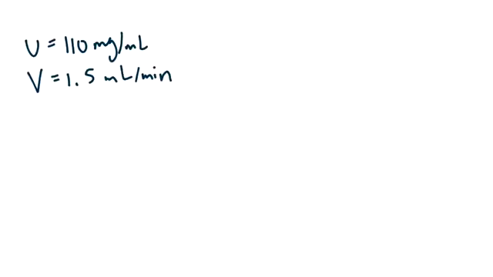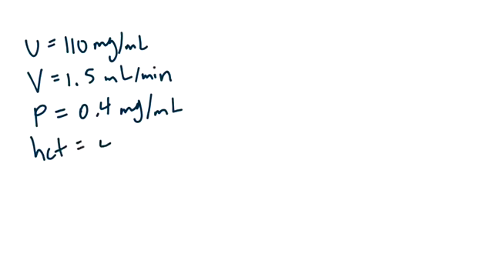Okay, let's do an example. Let's say the urine concentration of PAH is 110 milligrams per milliliter. The urine flow rate is 1.5 milliliters per minute. The plasma concentration of PAH is 0.4 milligrams per milliliter, and the hematocrit is 48%. So what is the renal blood flow?